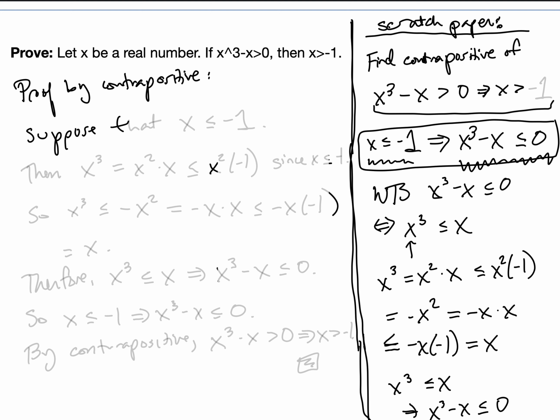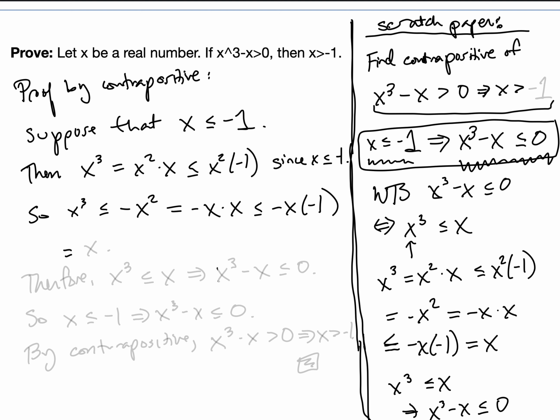Suppose that it's the case that not Q, x is less than or equal to -1. Then we can consider x cubed and observe that x cubed is equal to x squared times x, which is less than or equal to x squared times -1, since x is less than or equal to -1. And so x cubed is less than or equal to negative x squared, which is equal to negative x times x, which is again less than or equal to negative x times -1, which is equal to x.